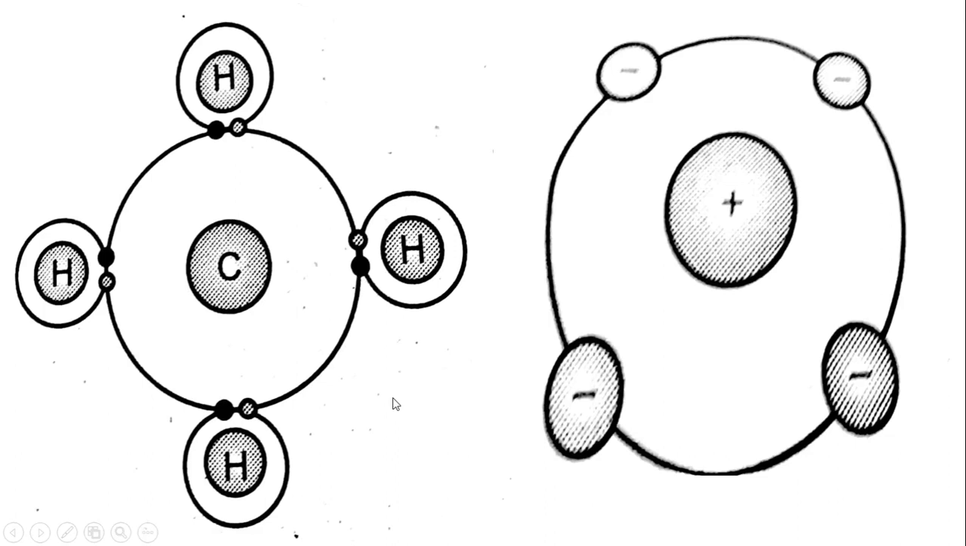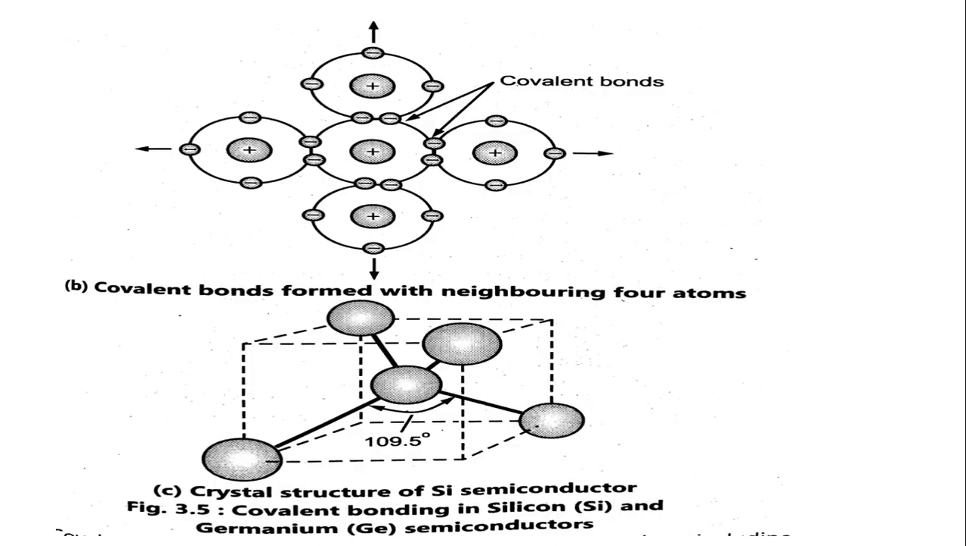Other examples of covalent bonding are in Si and Ge semiconductors. The Si and Ge are tetravalent and they complete their outer shell. They form four covalent bonds with neighboring atoms of Si and Ge respectively. Here, silicon atoms with 4 electrons in outer shell: 1, 2, 3, 4. Here, covalent bonds form with neighboring 4 atoms.